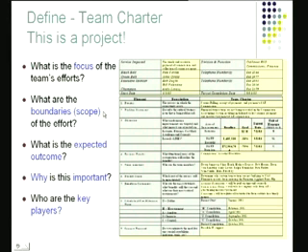Now the team charter, how do you actually identify the charter? I've given you an example. Basically, when you ask the question, what is the team's charter? It will identify what is going to be the focus of the project, and what are going to be the boundaries of the project.